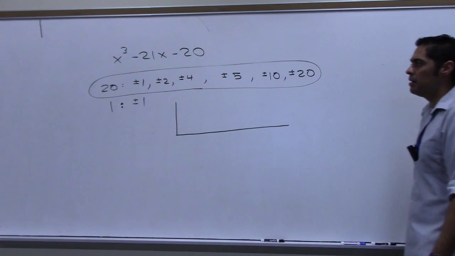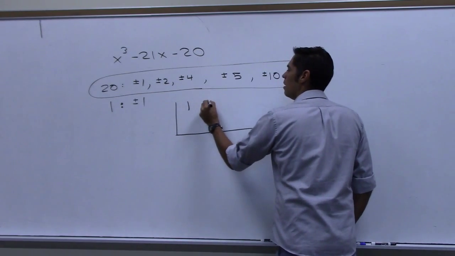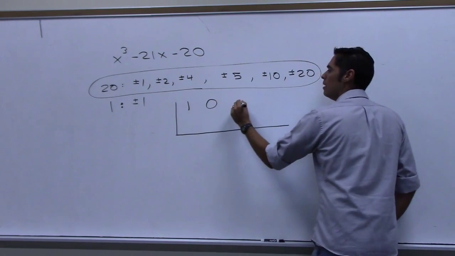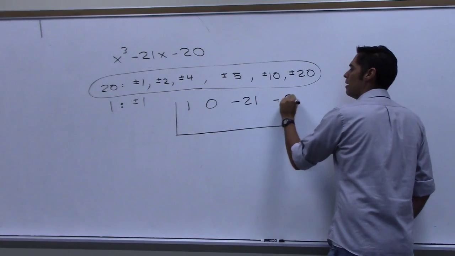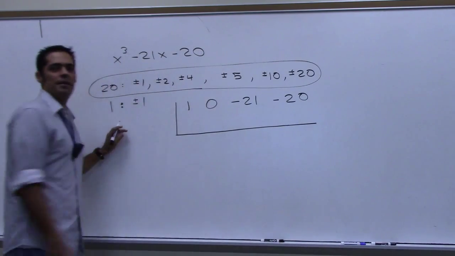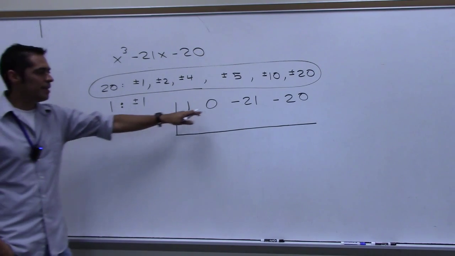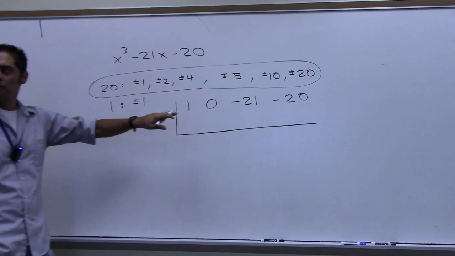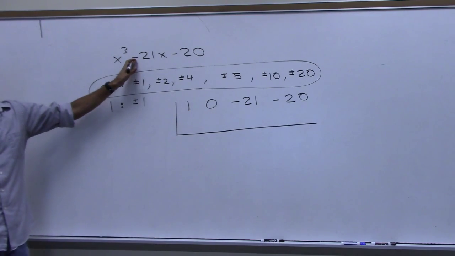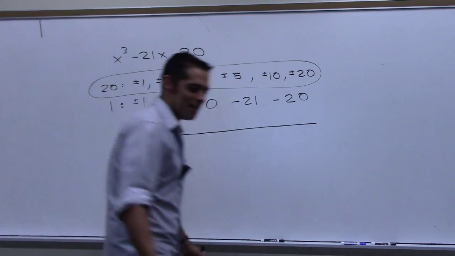What goes in the synthetic division? 1, 0, -21, -20. And what would happen if you forget that 0? You're going to probably be stuck. It's probably never going to work. So you can't forget the 0. Everyone comfortable with why the 0's there? You don't have an x squared term. All right, so what number goes on the outside?